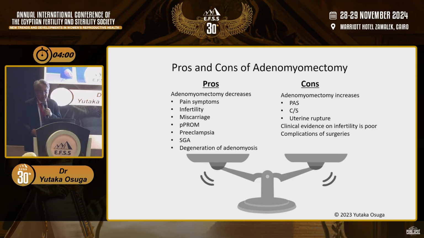However, there are pros and cons in adenomyomectomy, especially in terms of pregnancy outcomes. As shown here, adenomyomectomy decreases preterm-prone preeclampsia and SGA, while it increases placenta accreta syndrome, caesarean section, or uterine rupture. So we have to weigh pros and cons when we decide whether or not to do adenomyomectomy.